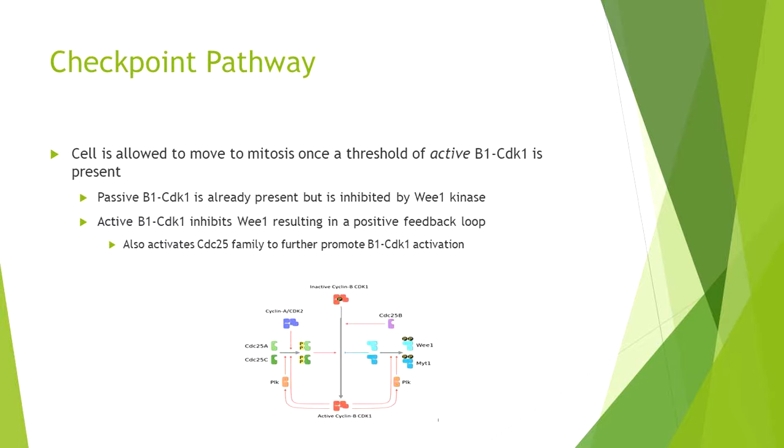The G2/M checkpoint has a very interesting pathway. The goal of this pathway is to achieve a certain threshold of active B1-CDK. The inactive B1-CDK is already present, but is inhibited by Wee1 kinase. Interestingly, once some portion of the B1-CDK has been activated, the active B1-CDK both inhibits its own inhibitor and also promotes its own promoter, which leads to a double positive feedback loop. This then results in a very rapid activation and a transition of the cell into mitosis.